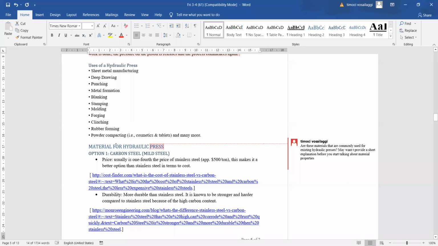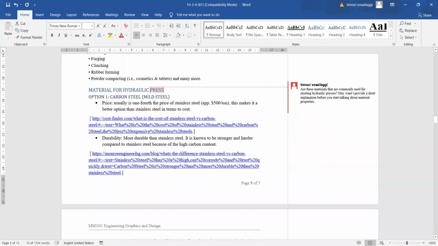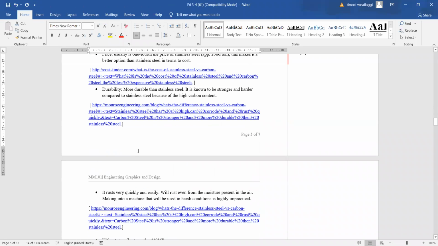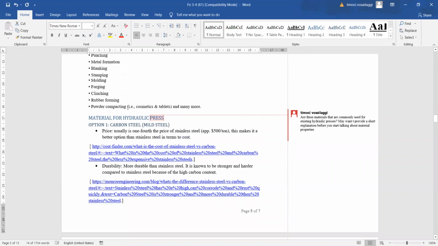Are these industry standard materials, carbon steel and stainless steel, or is it just the materials that you've researched? Okay, these are being used by industries. Okay, then you may want to include just a short description.